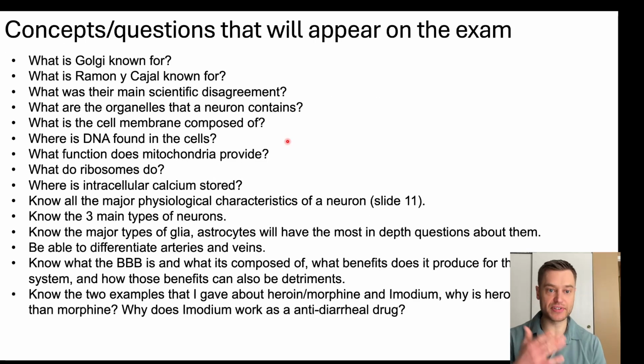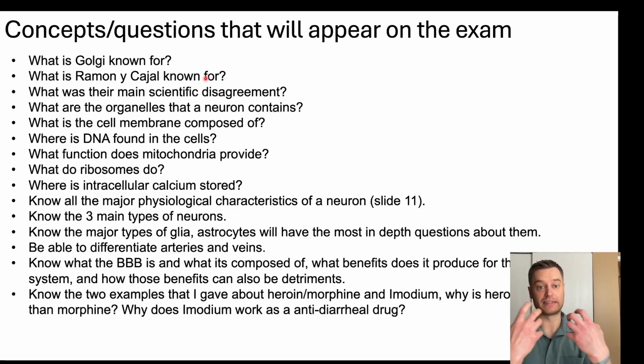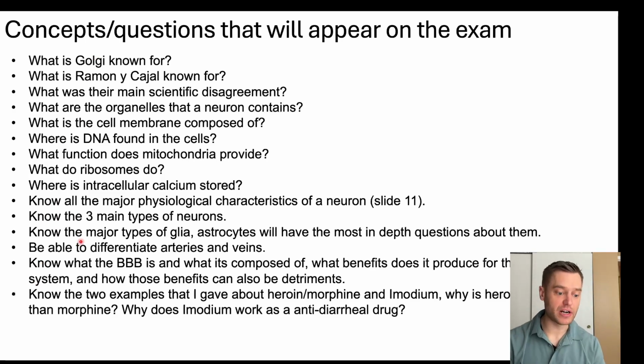Okay, so again, here are our little concepts and questions that can appear on the exam. You need to know what Golgi is known for. He's known for producing the Golgi stain. Ramon y Cajal is known as the father of neuroscience. He is the guy that discovered that neurons are not contiguous. Their main scientific disagreement was, in fact, that they're not contiguous. So go through all of these bullet points and make sure that you can elaborate on them a bit.